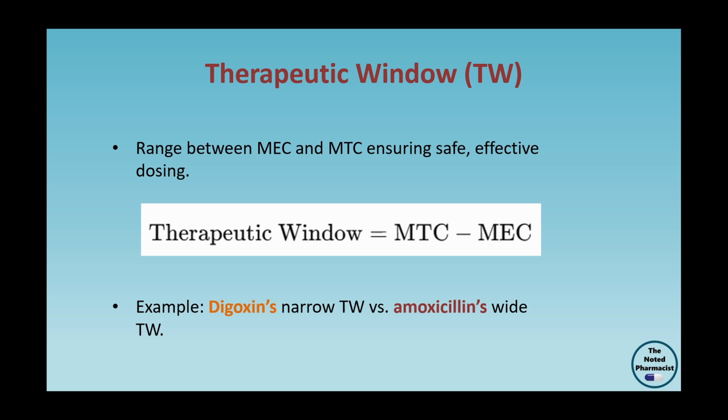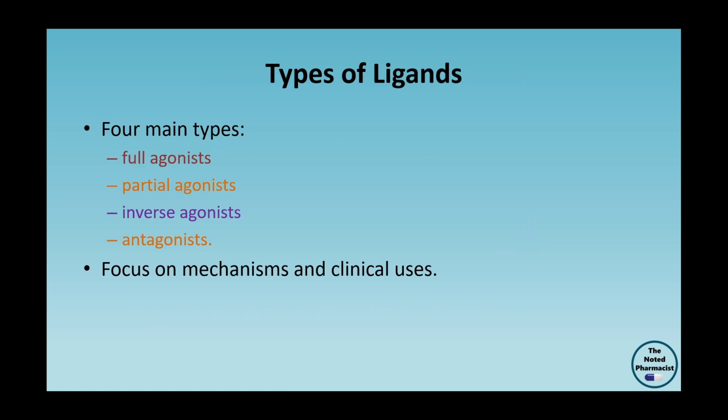We want to look at types of ligands, and in this case are drugs. There are four main types of ligands, which are agonists, full agonists, partial agonists, inverse agonists, and antagonists. We will look at each type and the subtypes that fall under it. We will start with agonists.